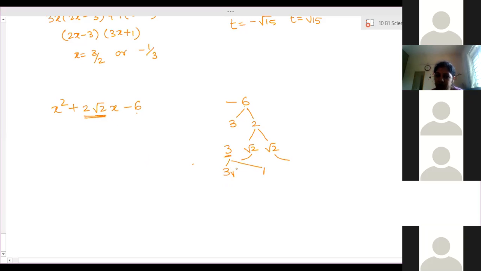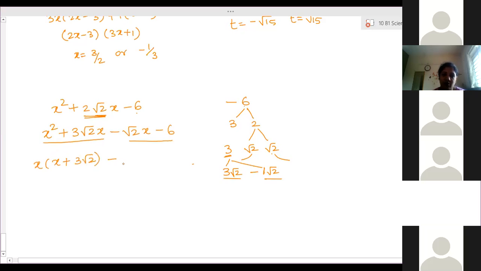Along with this 3, one root 2 will go. Along with this 1, the second root 2 will go. Then the difference of these two is 2 root 2. So here x square plus 3 root 2 x. The larger number should have the sign of the middle term. The middle term is positive, and the larger number is 3 root 2, so the plus sign goes with 3 root 2: x square plus 3 root 2 x minus root 2 x minus 6. Now while factorizing, take x common: x in bracket x plus 3 root 2.